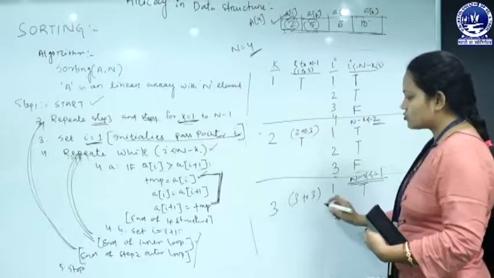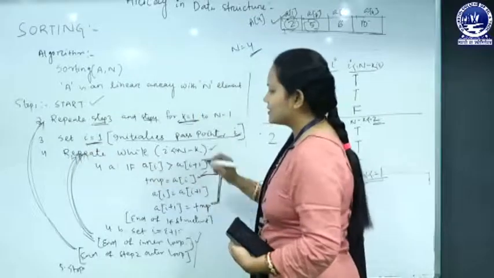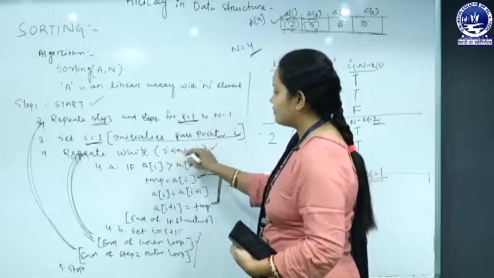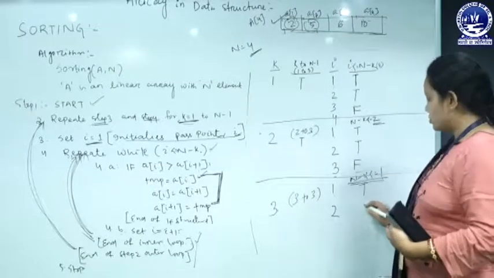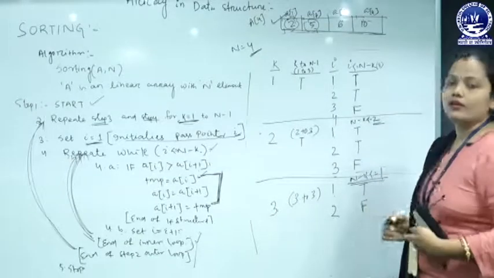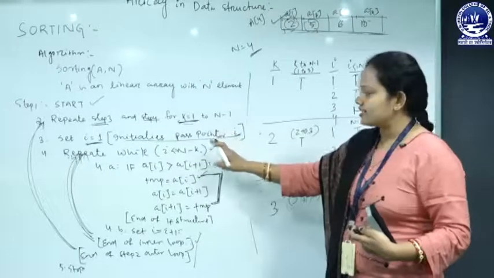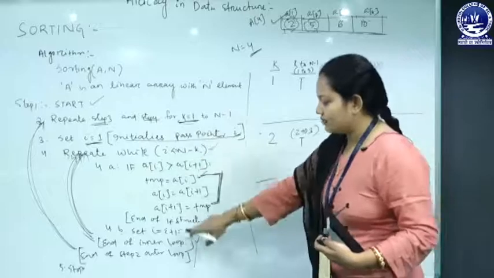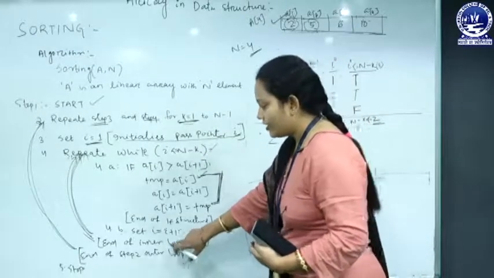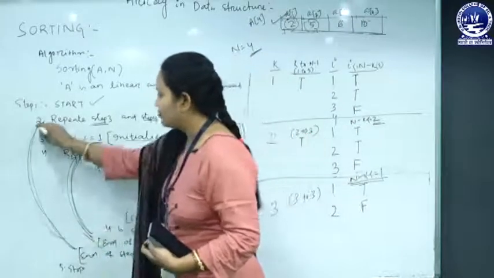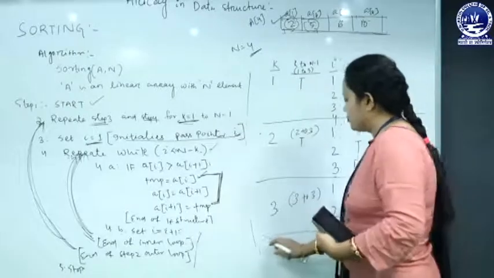Then we will again check the condition for the pass, that I is less than or equal to n minus k. N minus k is 1 and I is 2. So this condition is false. When this condition is false, we will exit from the inner loop. And when we are at the end of the inner loop, we will go back to the outer loop by incrementing the value of k. So k becomes 4.